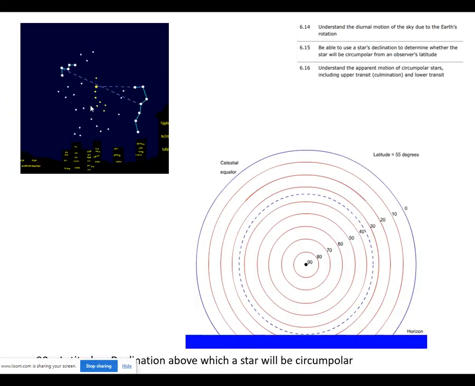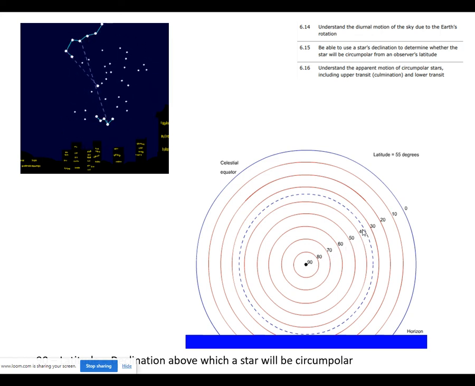So how would you work that out? You can see the stars here. These are all circumpolar stars. But if a star was out here, it would dip below the horizon. So you have to work out whether it's circumpolar or not. Polaris is at 90 degrees declination. Here is 55 degrees latitude, which means Polaris is 55 degrees above the horizon. So 5, 15, 25, 35, 45, 55.